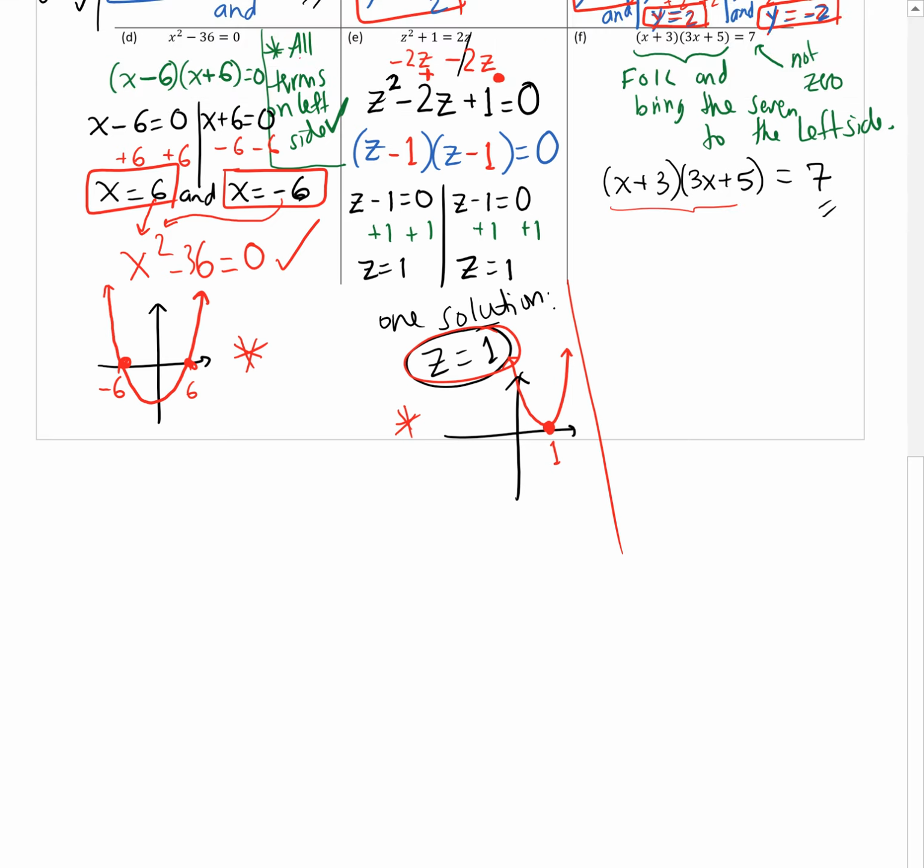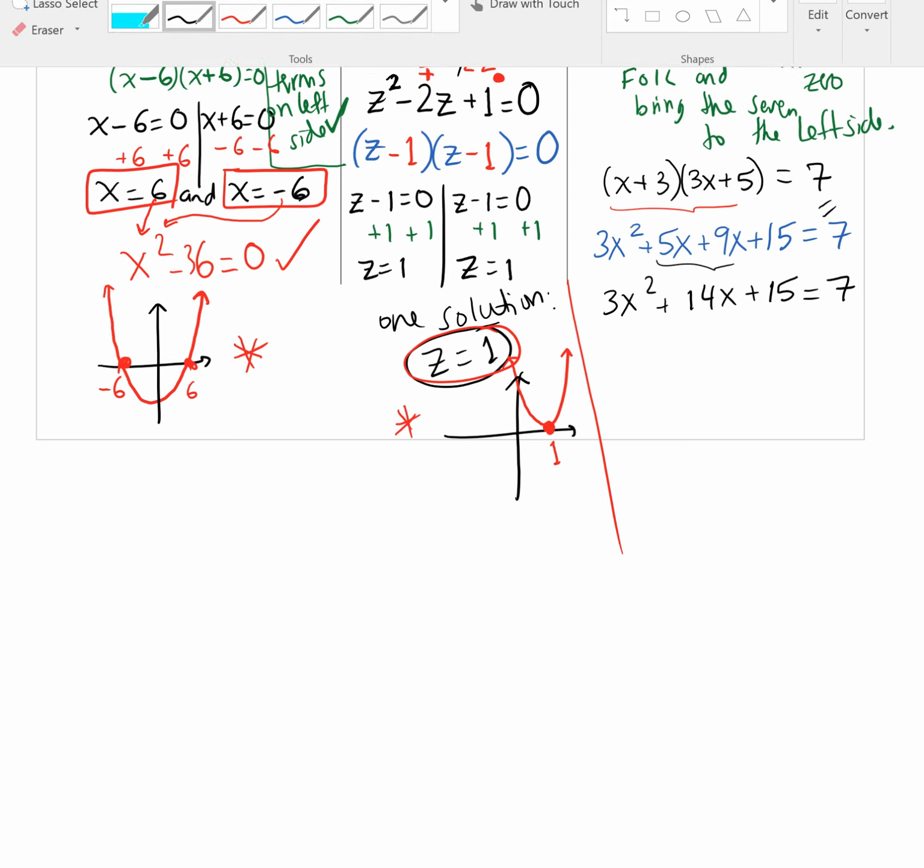Damage control. So, okay, first times first, x times 3x would be 3x squared. And then outer, x times 5 would be 5x. Inner, 3 times 3x would be 9x. Last would be 3 times 5, that's 15. And then equals 7. Alright, so I see there are a couple like terms on the left side there. You got 5x and 9x. Those can combine to make 14x. And then you have the plus 15 equals 7.